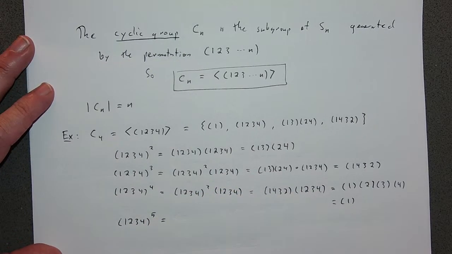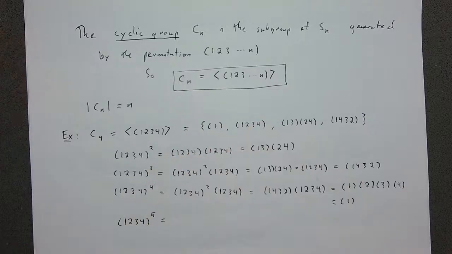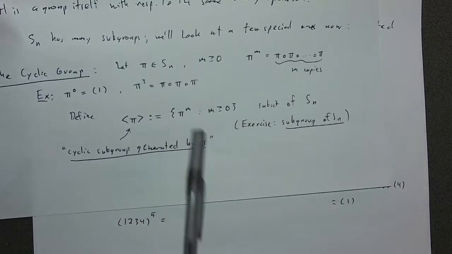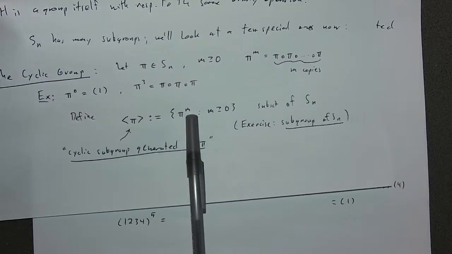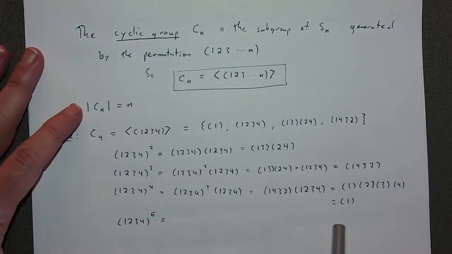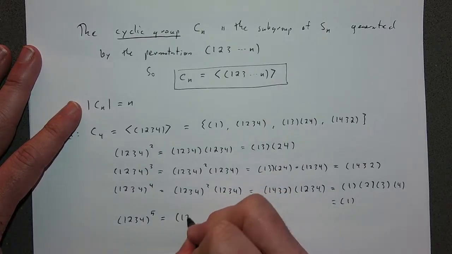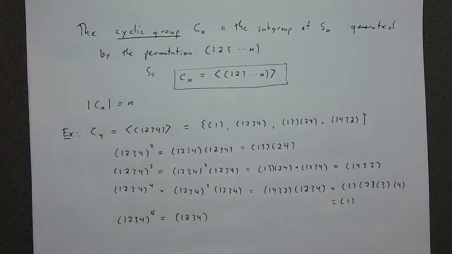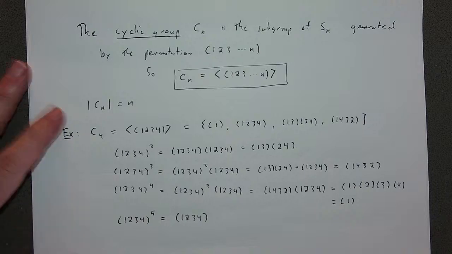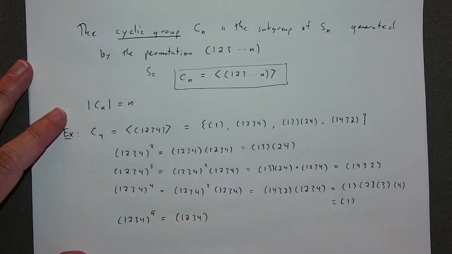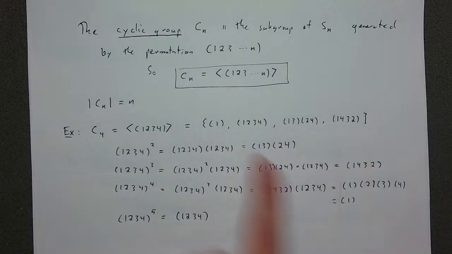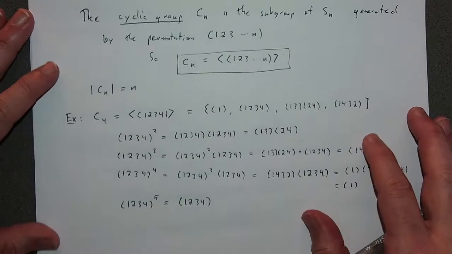So just to do this, what if I consider the fifth power? Because technically, if we go back here, this cyclic subgroup is all the powers, where m is a non-negative integer. But of course, once I hit the identity, if I keep going, hitting the identity with (1 2 3 4) is just (1 2 3 4). So it starts over, it cycles through. And so I only have these 4 elements. This definitely matches this count here.